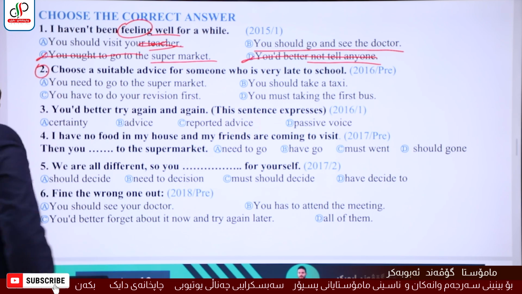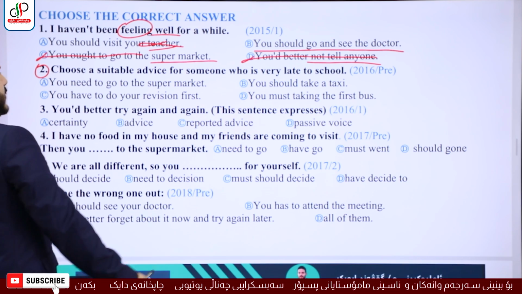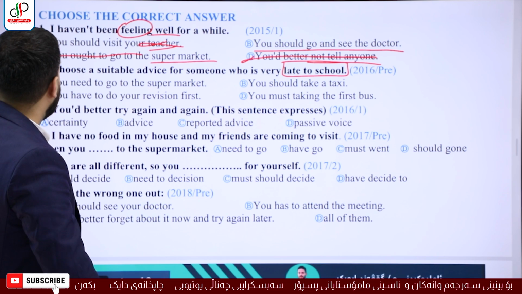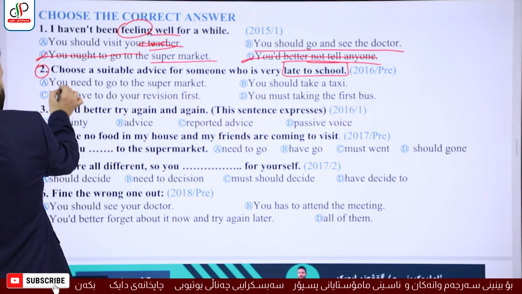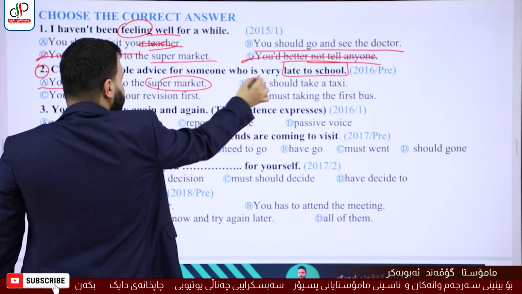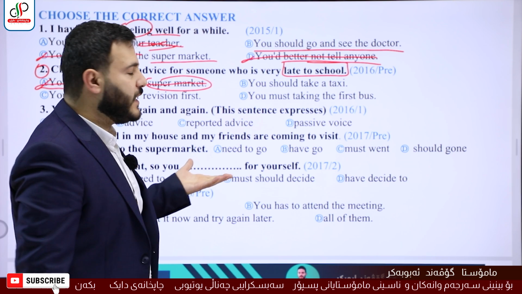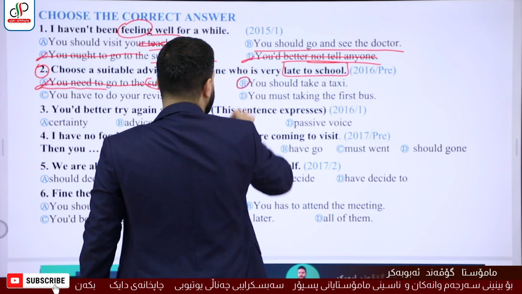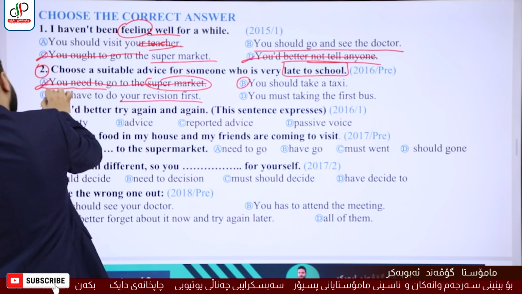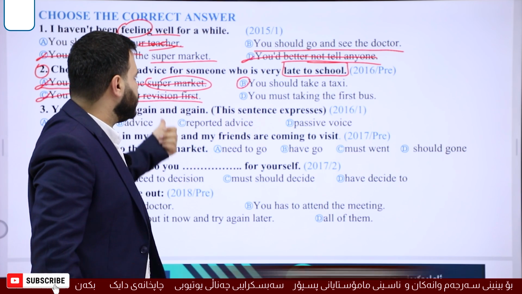Number 2, choose a suitable advice for someone who is very late to school. In that case, your friend is late for school. What should he do? Here, let's see the options. A, you need to go to the supermarket. If you are late, not go to the supermarket. B, you should take a taxi. Yes, of course, I should take a taxi. How about the third one? You have to do your revision first. This is really, really wrong. How about D? It's too wrong.